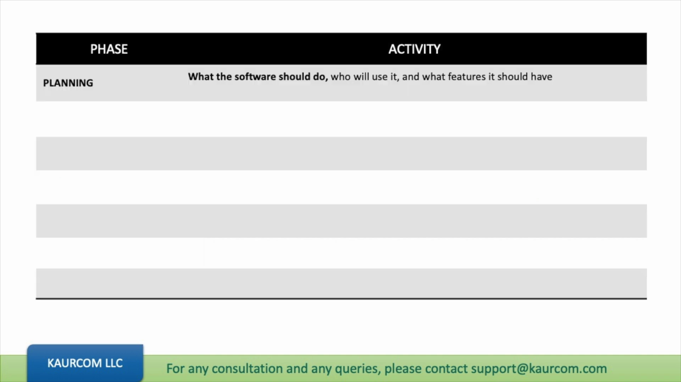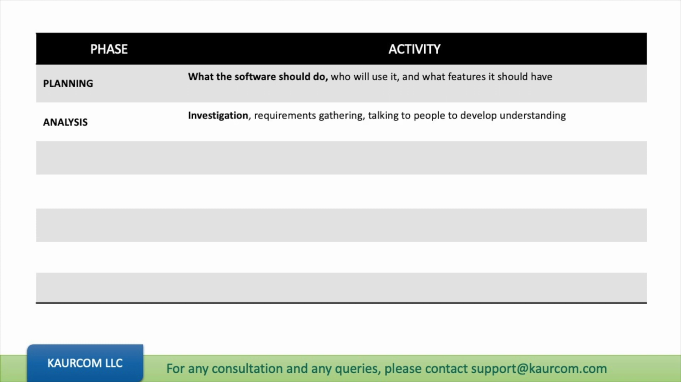First is planning phase. Planning phase is all about understanding what a software should do, who will use it, and what features it should have. Additionally, planning involves discussing the overall scope, prioritization, timeline, and high-level risk assessment. After planning comes requirement analysis phase. This is like investigation and understanding what needs to be done. During this phase, developers gather information and learn more about the software requirements and how it should work.